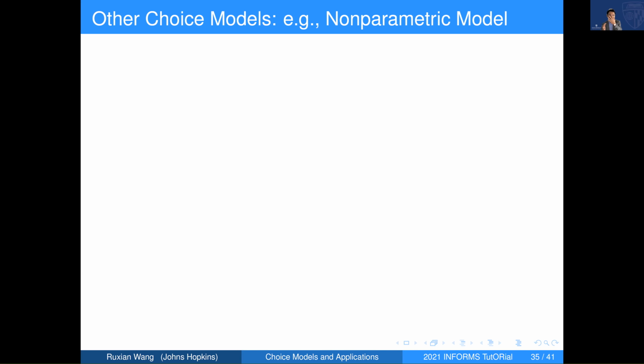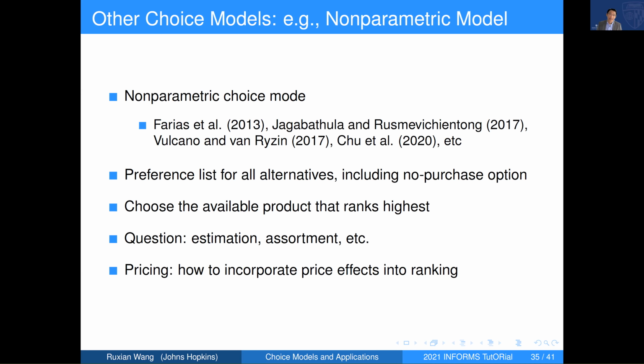All right, for the nature of the tutorial presentation, let me briefly talk about other issues in the discrete choice model. The models we just described are parametric choice models. There are parameters in the choice probabilities. Actually, there is another set of choice models, the non-parametric choice model. And there is the preference list for all the alternatives, including the no purchase outside option. So consumers choose the available product that ranks the highest.